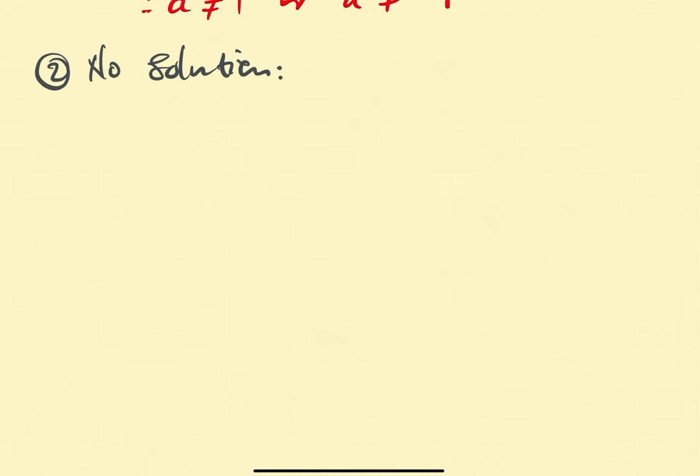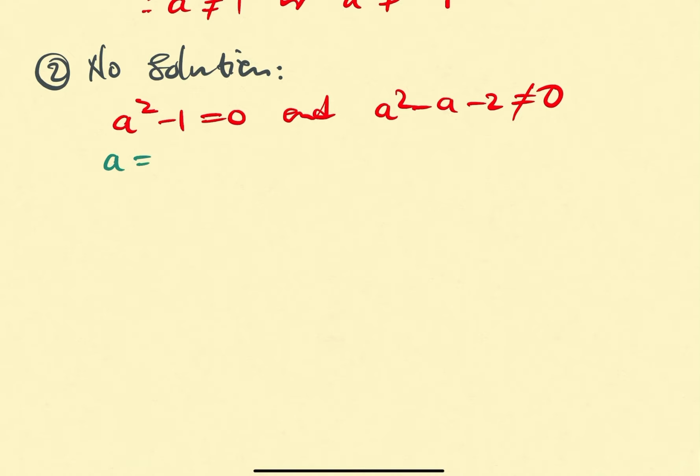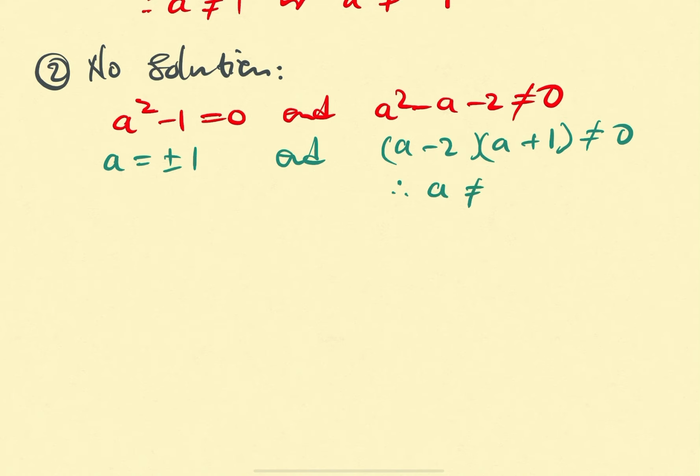All right. Now we say that a squared minus 1 must be 0, and a squared minus a minus 2 must not be 0. And from here, it's just basic algebra, which we saw gave us a beautiful answer of a equals plus or minus 1. And then this side, if you try to factorize it again, you would get (a minus 2)(a plus 1), I guess. So therefore, a cannot be equal to 2, and a cannot be equal to negative 1.